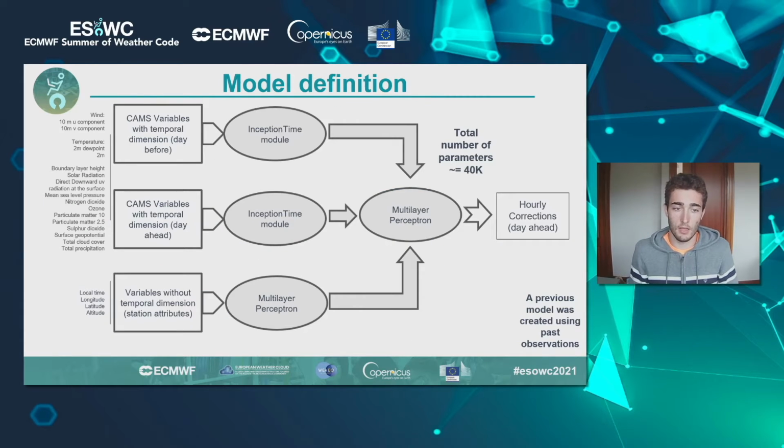In this case, we have considered 3 different models to extract the most meaningful features of the past and future CAMS predictions, as well as the station attributes. Regarding the predictions, an InceptionTime model has been used for both the past and the future predictions in order to exploit the temporal variability, whereas a multilayer perceptron is used for the station attributes. Then, all extracted features are fed into another multilayer perceptron to predict the upcoming errors with hourly resolution.